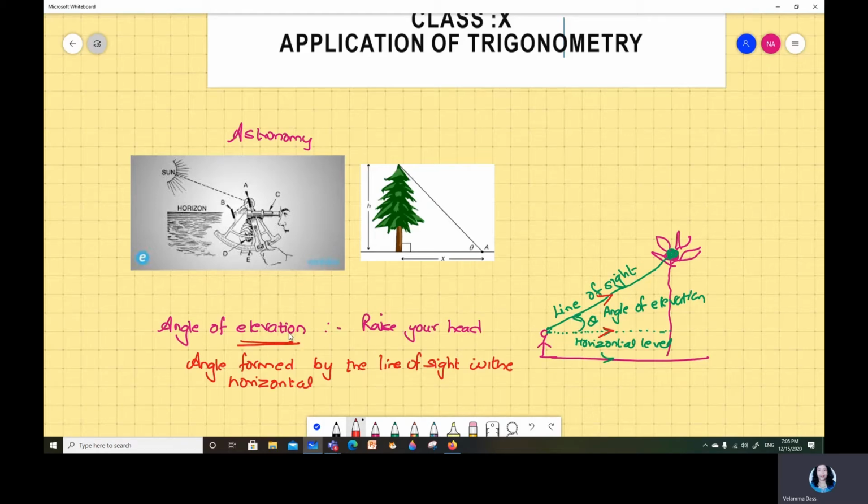Elevation, elevator, you know that you use an elevator to go up and down. So here you will just remember, you have to raise your head up. So whenever you have to raise your head up to look at the object, the angle formed is the angle of elevation.